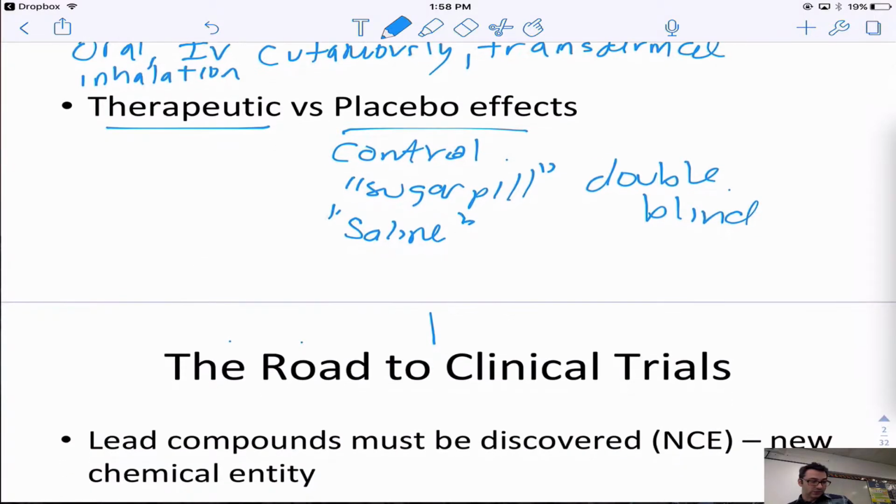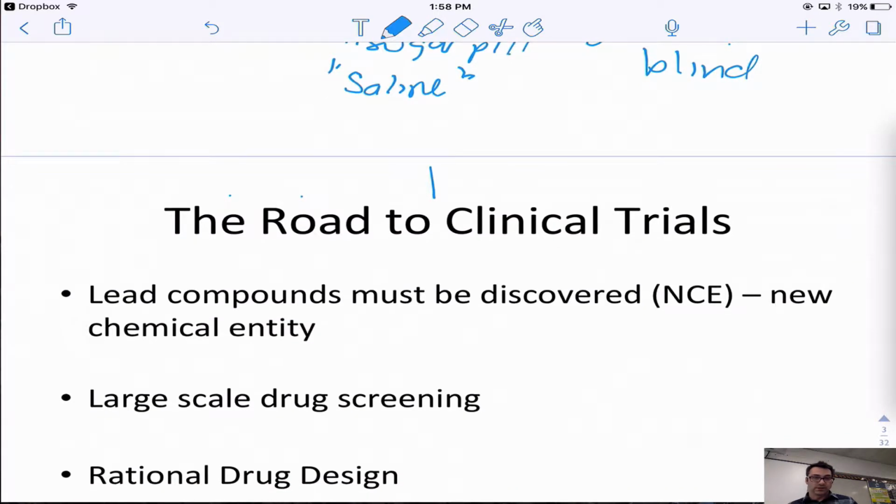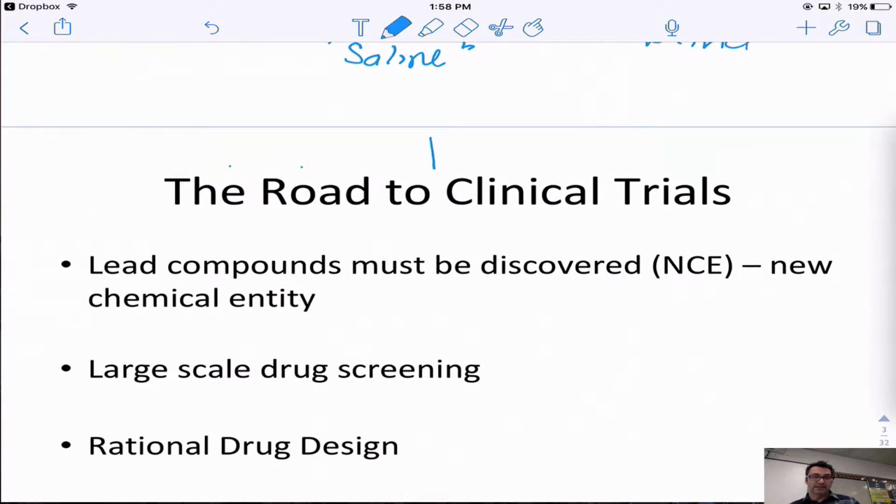So how do we get a drug to patients? Where does it start? If we go all the way back to the beginning, the inception of finding a new drug, usually it starts with some kind of lead compound. You have to have some kind of new chemical entity, they call it an NCE. They don't know if it's going to be efficacious or not, but they will try it based on, maybe they tested it on cells, maybe they tested it on bacteria to see if it would kill the bacteria. And from there, they can take this new chemical entity and test it further.